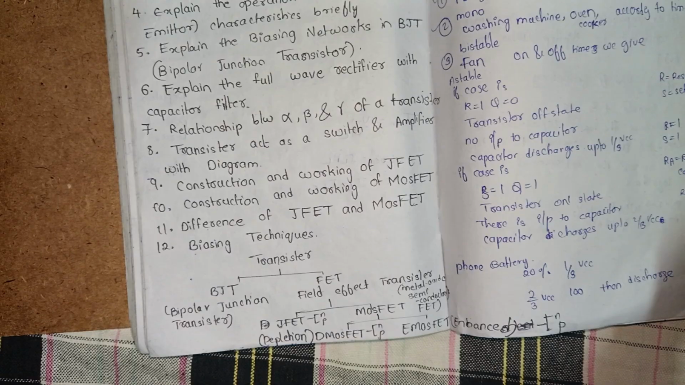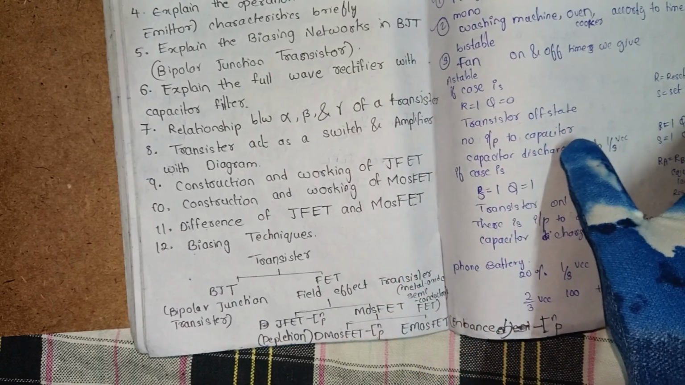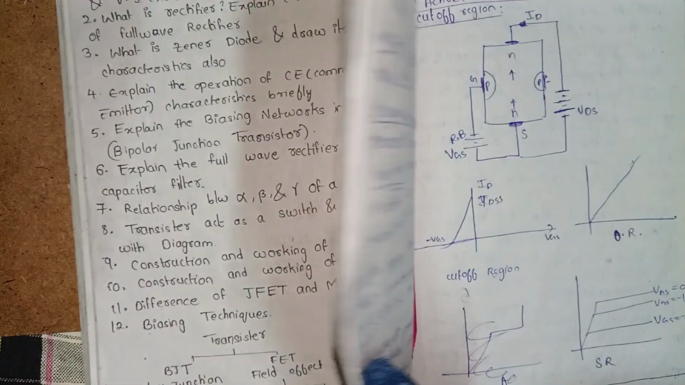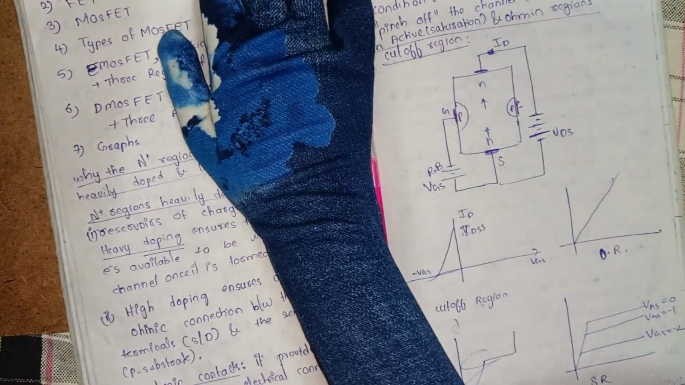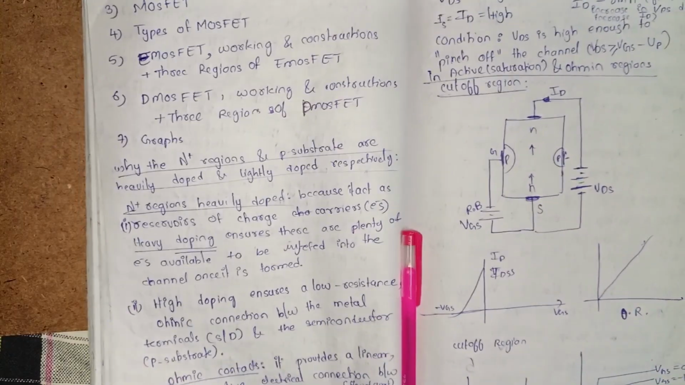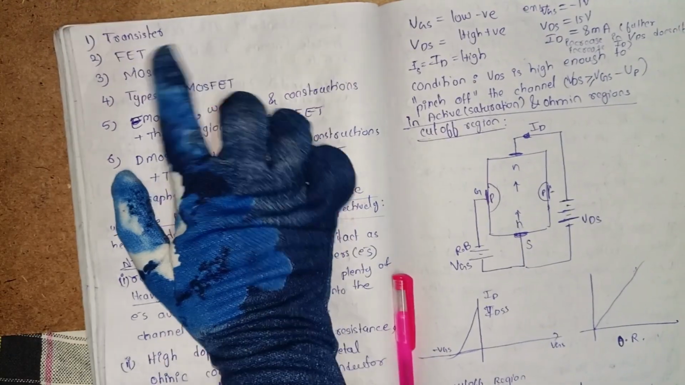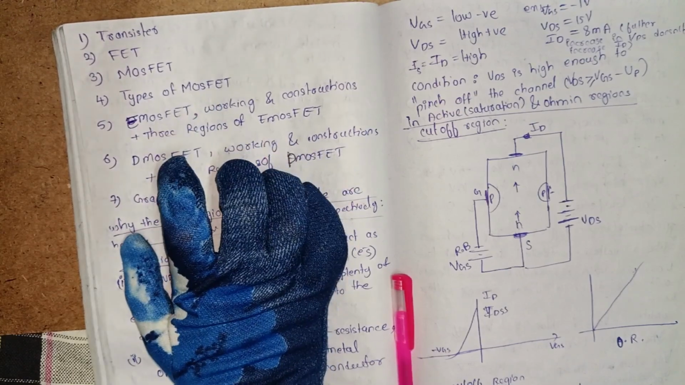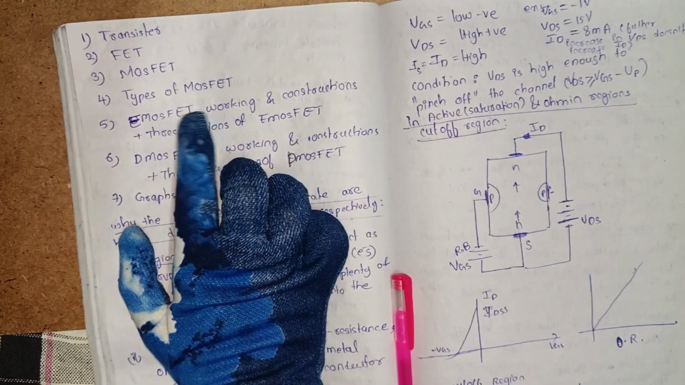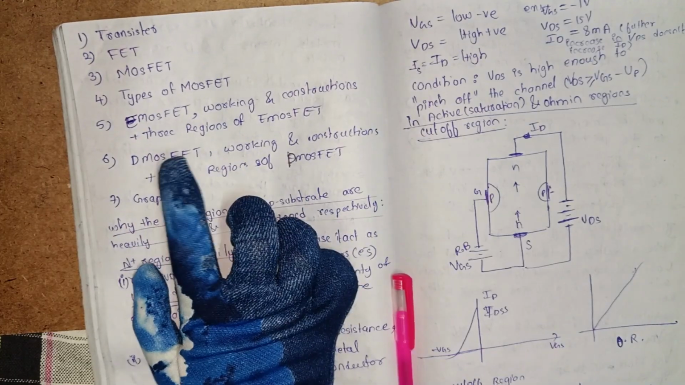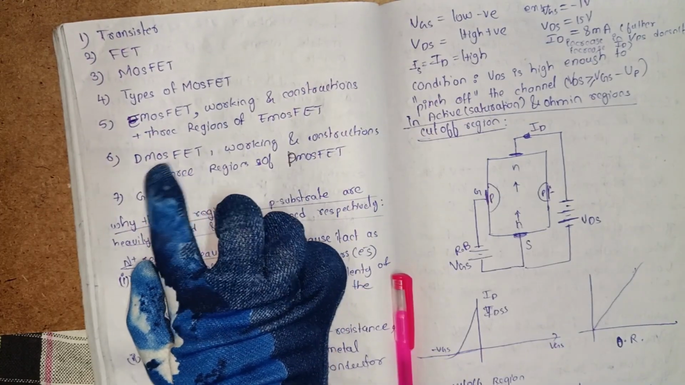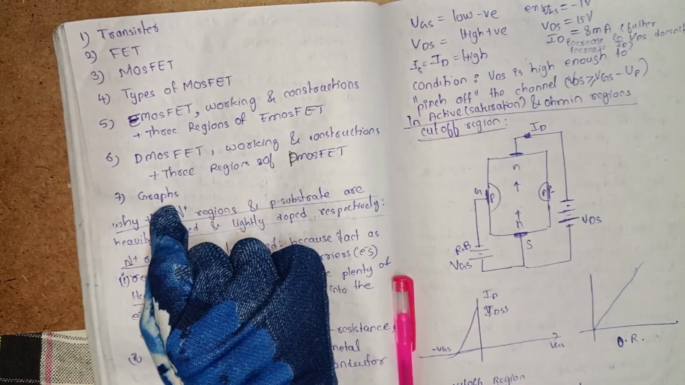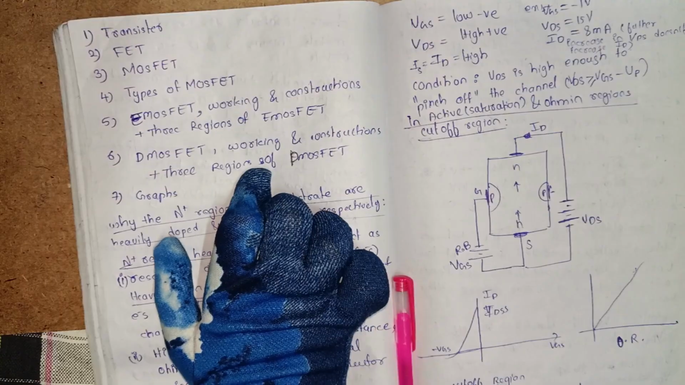So first we will see what is a transistor. In this video we will study what is a transistor, what is FET, what is MOSFET and types of MOSFET. Then E MOSFET we have already completed in the previous class, and we will study D MOSFET, working and construction, plus three regions of D MOSFET, plus graphs in each region. Okay.